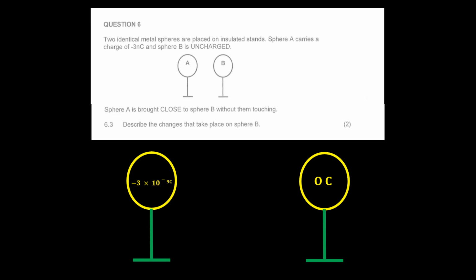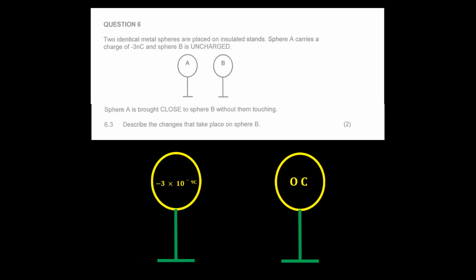Sphere A is brought close to sphere B without allowing them to touch. That is an important thing. They are just brought close, but they do not touch. Question 6.3. Describe the changes that take place on sphere B.